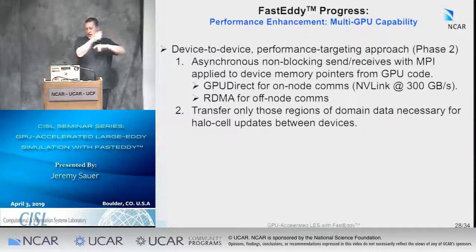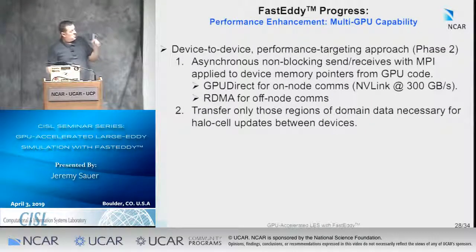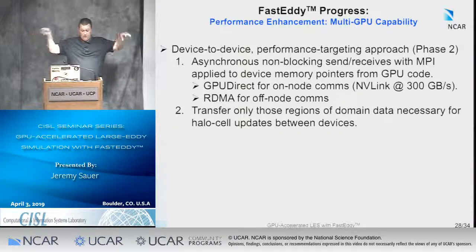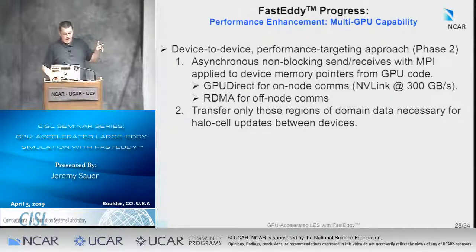And under the hood, two mechanisms: one called GPU Direct for on-node device-to-device communications, which is when you have two GPUs on the same node, or RDMA for off-node GPU communications. One of those two methodologies will be slipped in underneath the MPI and take care of that for you. In addition, rather than pass full fields, we said, hey, let's just pass the ones we need. We don't need to pass full fields.